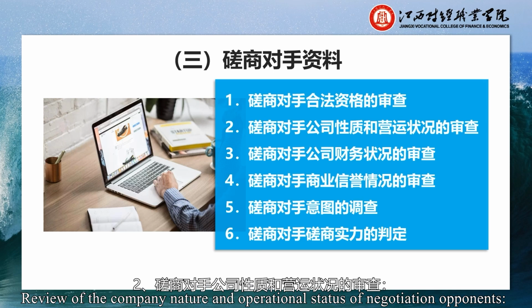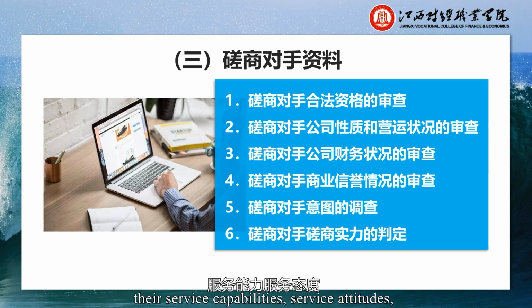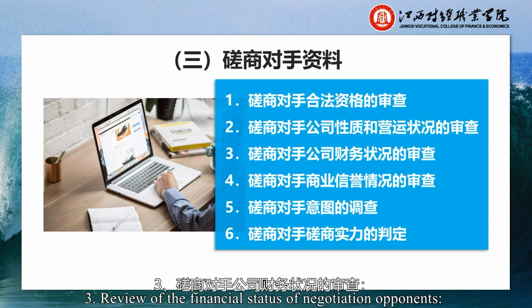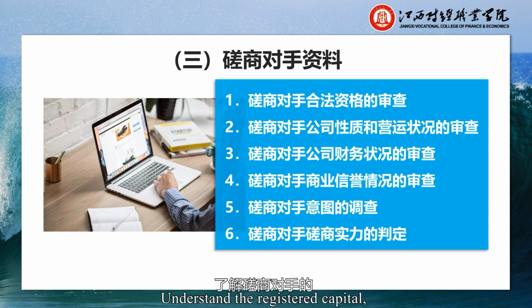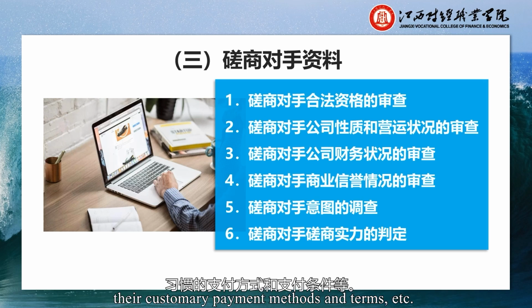Second, review of the company nature and operational status of negotiation opponents. Understanding the company nature of the negotiation opponents, their service capabilities, service attitudes, and the level of public relations, etc. Third, review of the financial status of negotiation opponents, understanding the registered capital, paid-in capital, fixed assets, and current assets of the negotiation opponents, their customary payment methods and terms, etc.